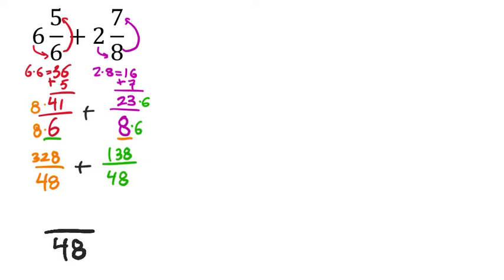So I'm looking at 48. I got 328 plus 138. There we go. I can't do that one in my head. 328 rather, plus 138. Enter, 466. Okay, so 466/48ths. And this is what I get just by hand, but I'm going to use a calculator to simplify this.